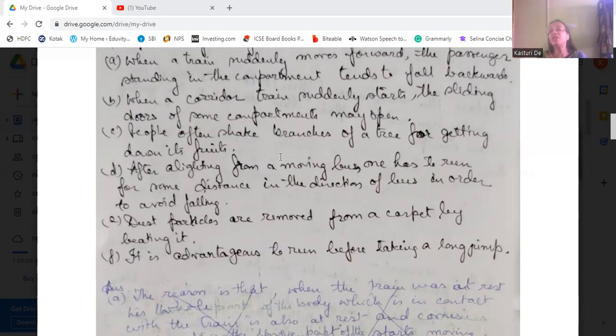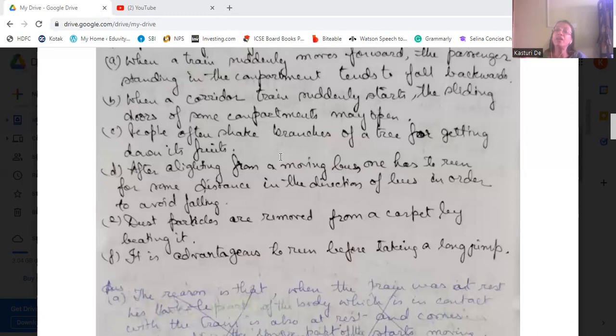Now, after alighting from a moving bus, one has to run for some distance in the direction of the bus in order to avoid falling. So what happens when a person is coming down from the moving bus? He will have to run for some distance, otherwise he will fall. Why so? Because when he was in a moving bus, his whole body was in a state of motion, due to the inertia of motion.